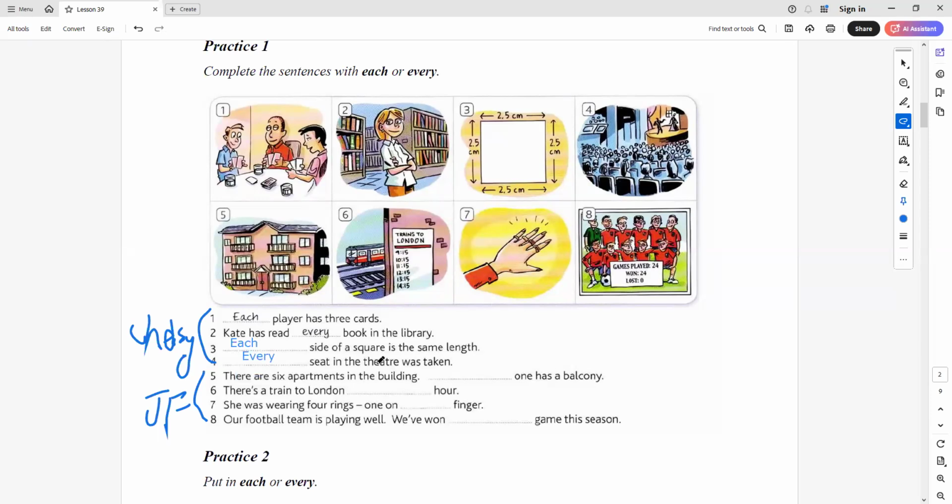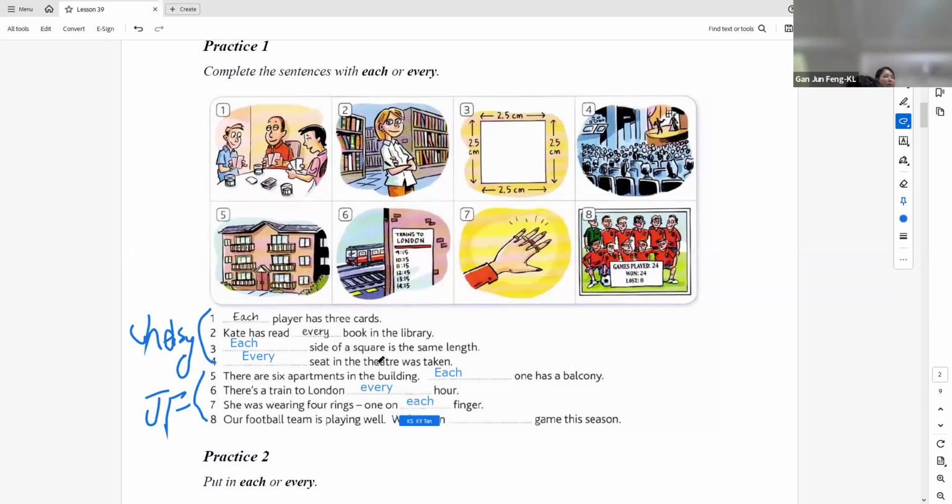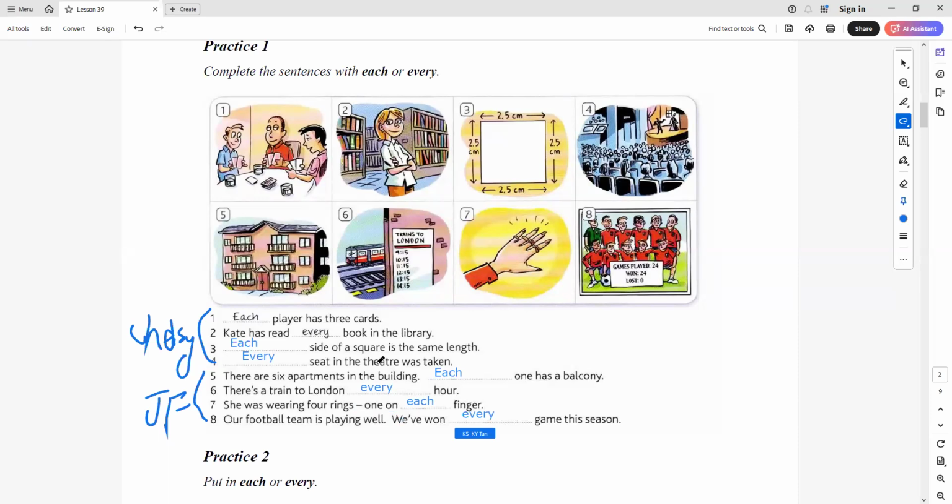Junfeng. There are 6 apartments in the building. Each one has a balcony. There's a train to London every hour. Every hour to show how often. She was wearing 4 rings, one on each finger. Our football team is playing well. We've won every game this season. Okay. Got it. Thank you.